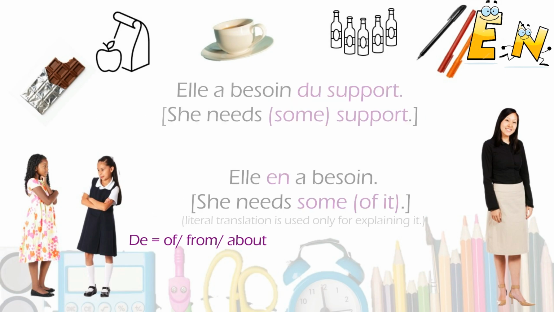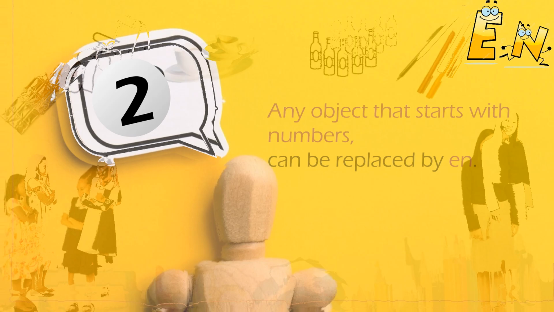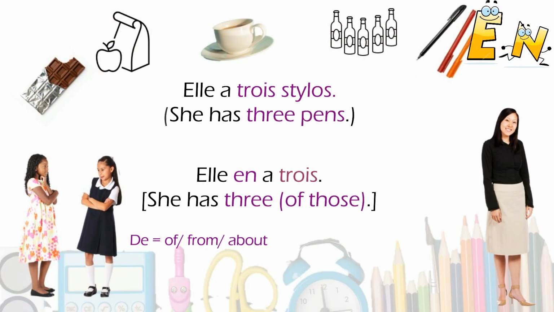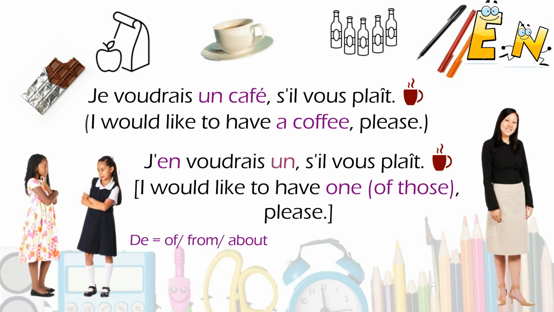Here's another example with expressions with the preposition de such as avoir besoin de. Elle a besoin du support. Elle en a besoin. I have replaced each of these objects with en. Isn't it very simple? Secondly, if an object starts with a number, that object can be replaced with en. For example, elle a 3 stylos. Elle en a 3. Je voudrais un café, s'il vous plaît. J'en voudrais un, s'il vous plaît.